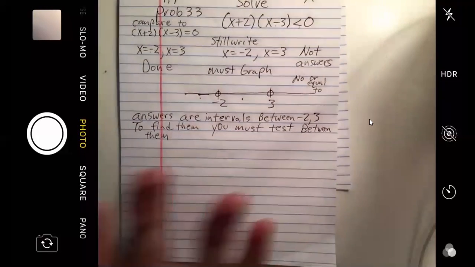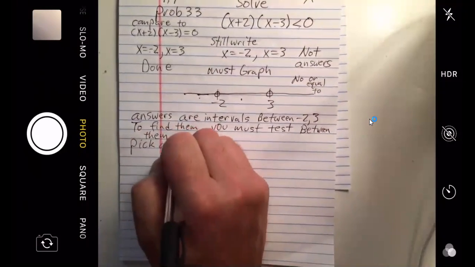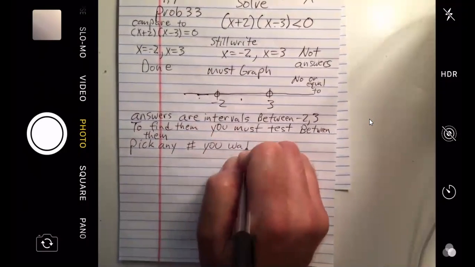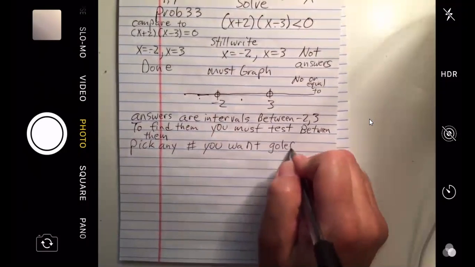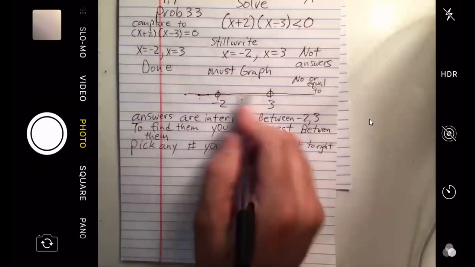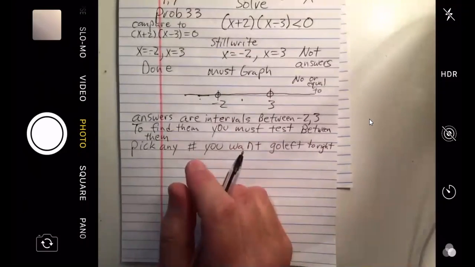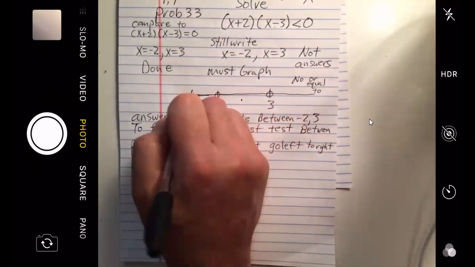You can pick any number you want. I usually go left to right, but you can do the middle in this one. The order doesn't matter. All right, pick any number. I'm going to go -3. I'll label this a test.